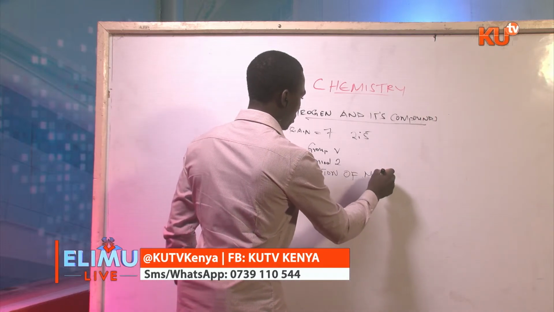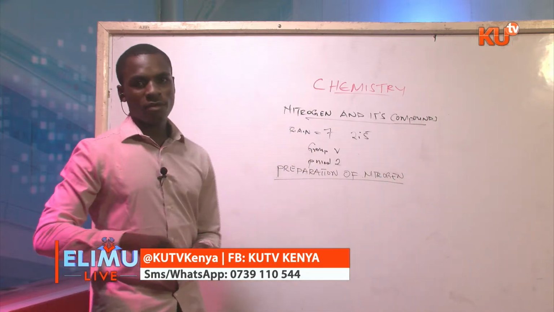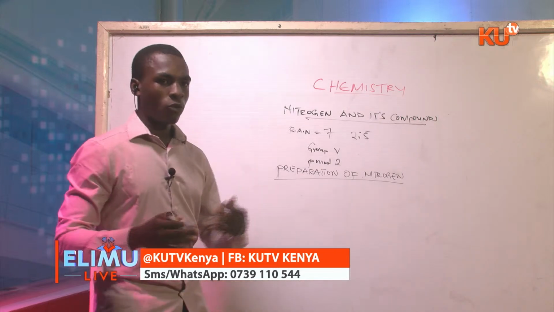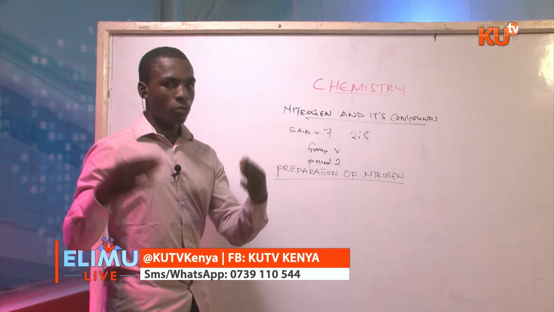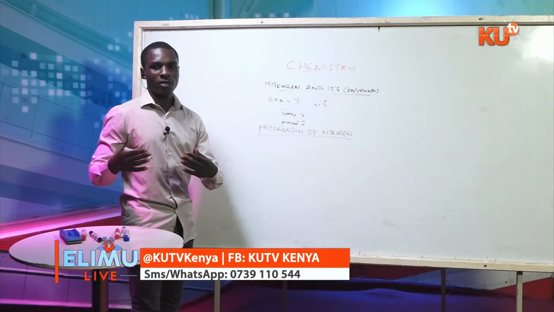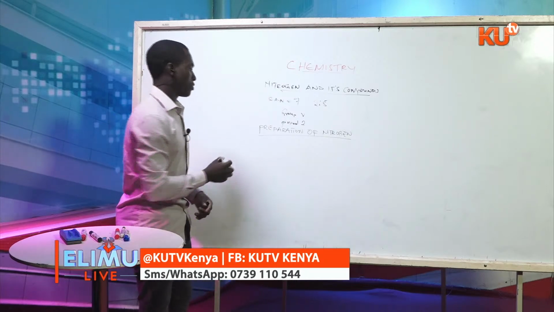Preparation of nitrogen. So nitrogen can be obtained from air, and also nitrogen can be prepared in the laboratory. So we are going to talk about both methods: how you obtain nitrogen from air and how you obtain nitrogen at the laboratory level.